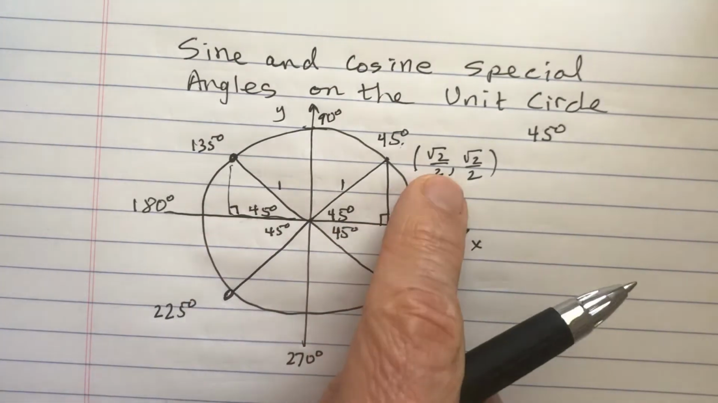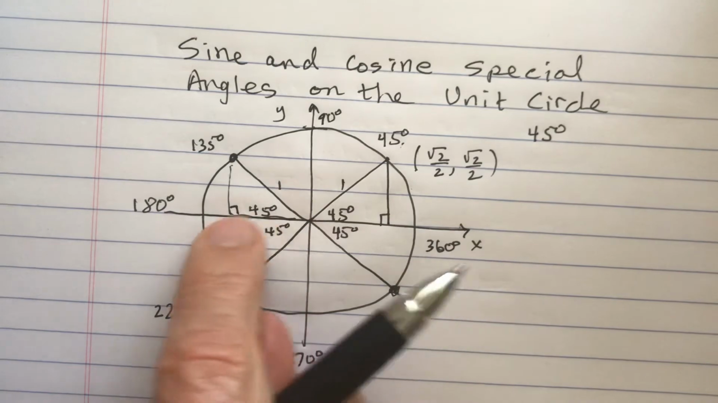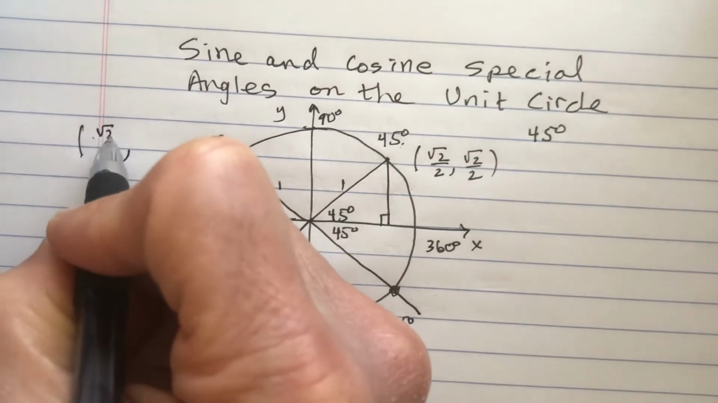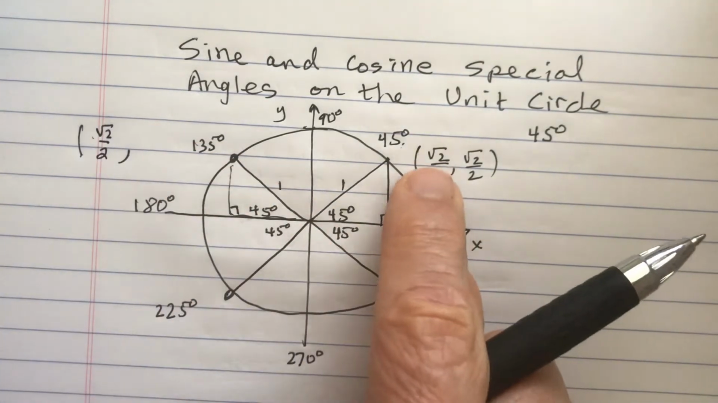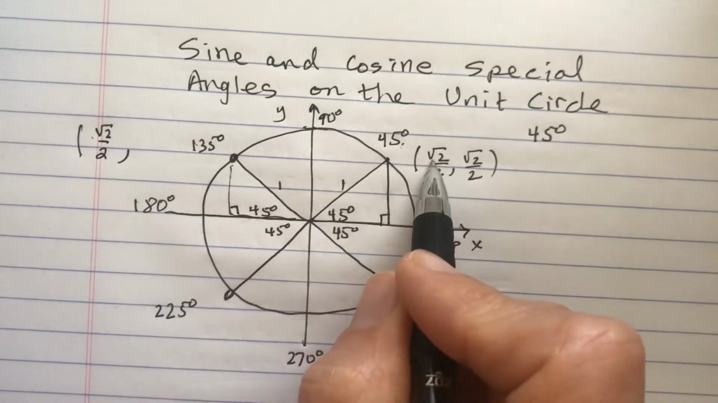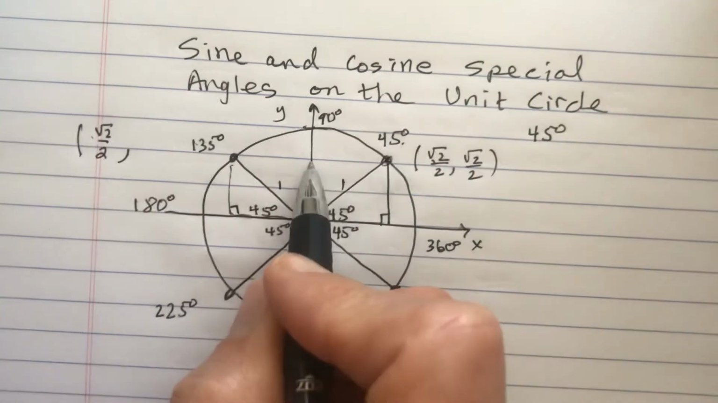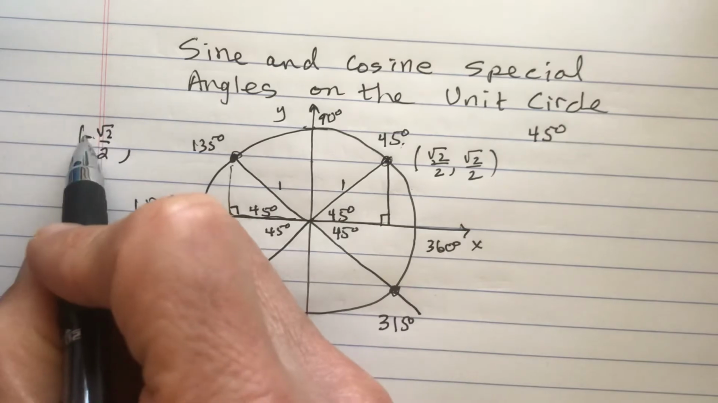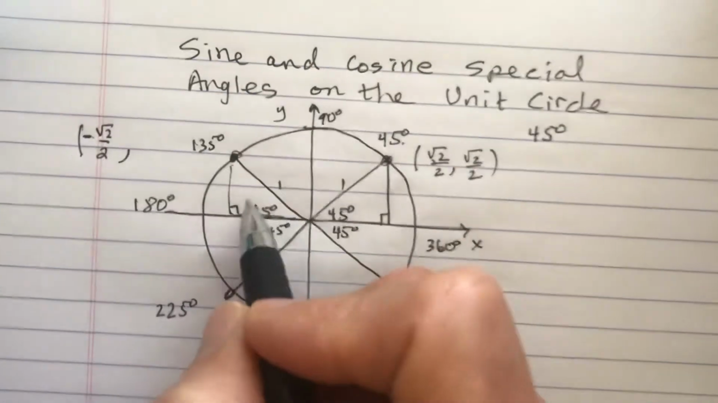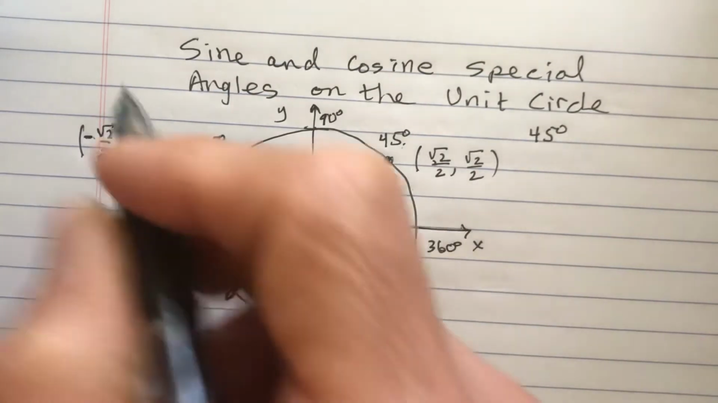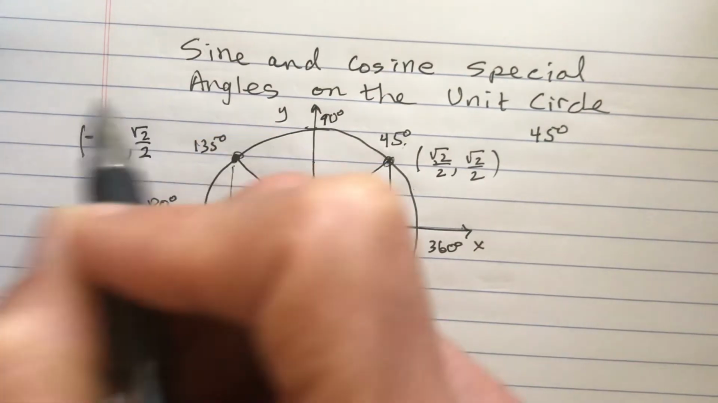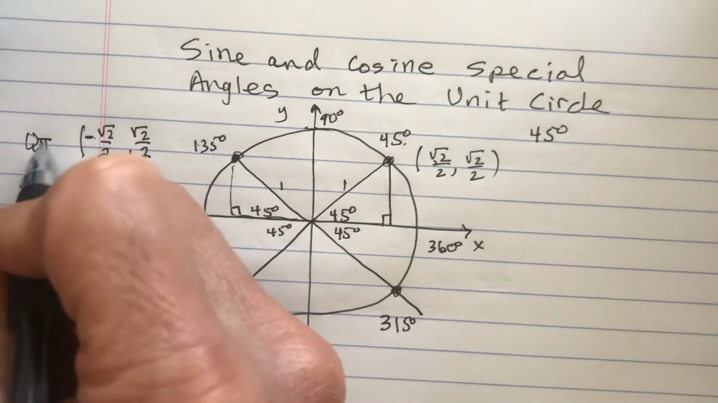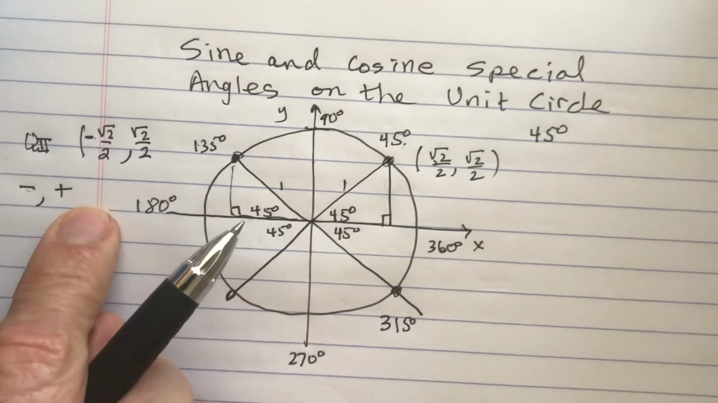If I go to the left to reach this point, I'm going to go to the left by rad 2 over 2. It's the same distance as going to the right to the 45 degree point. But since it's to the left, I put negative. Then I go up exactly the same amount, so that's rad 2 over 2. Remember that in quadrant 2, x is negative and y is positive.